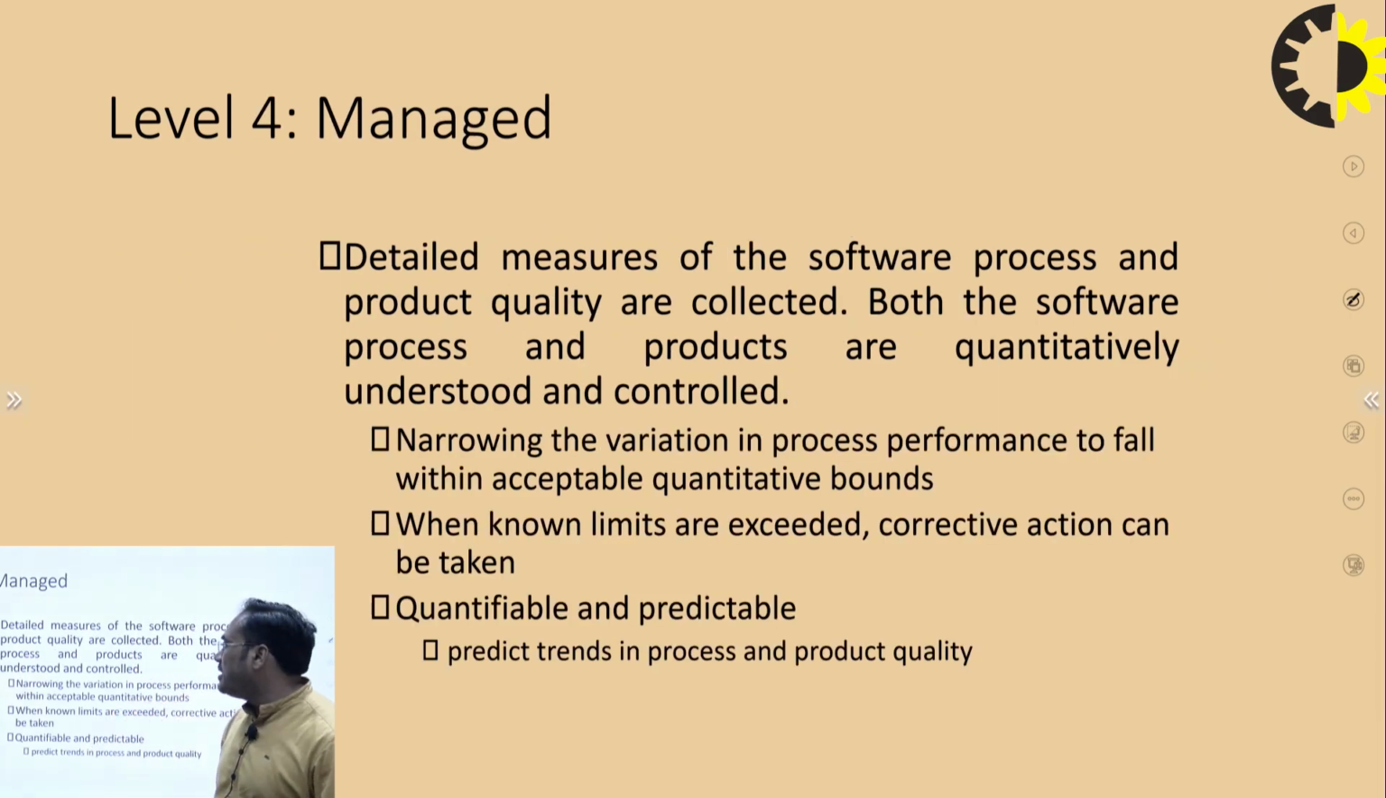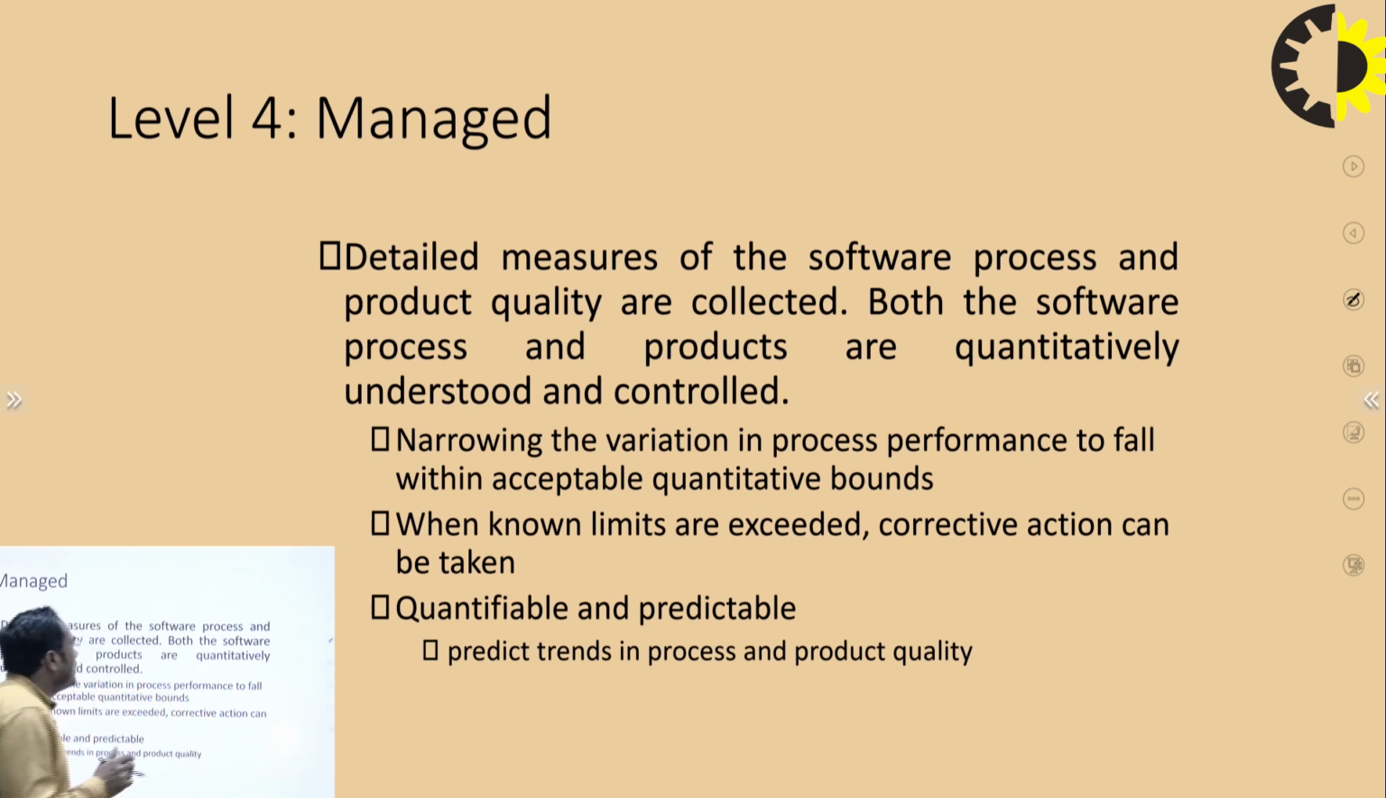Managed, basically the fourth level is managed. Detailed measures of the software process and product quality are collected. Both the software process and the products are quantitatively understood and controlled. Managed is basically about quality terms. The quality terms are basically concerned with management.